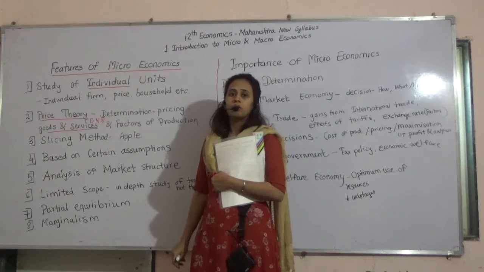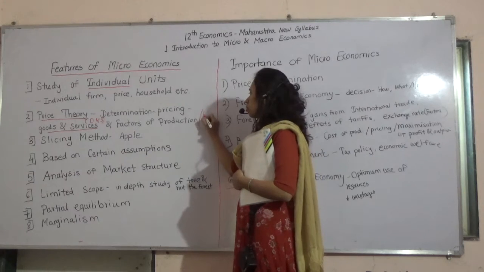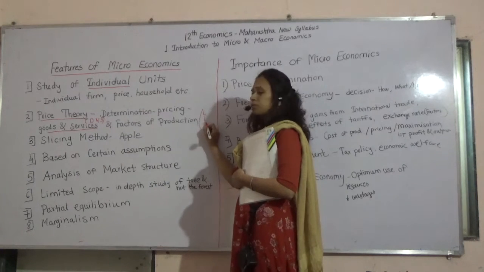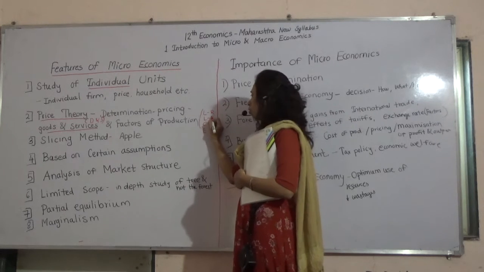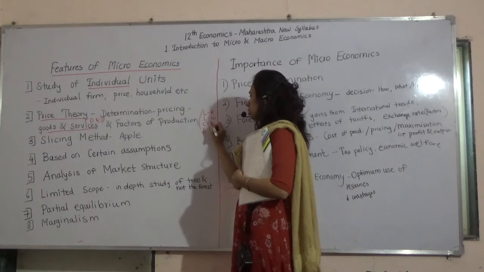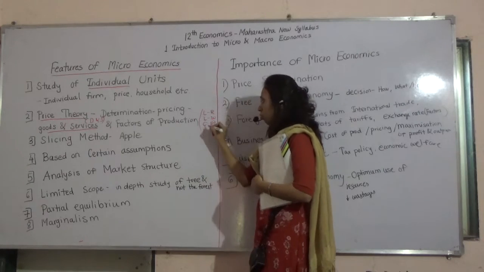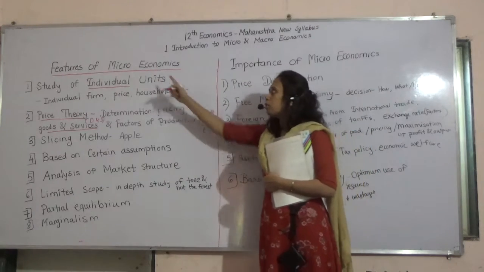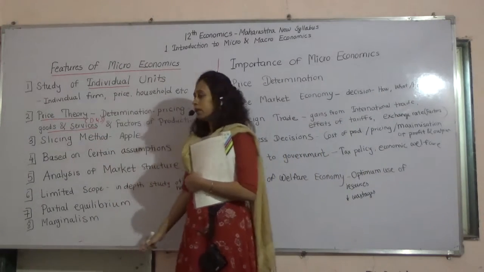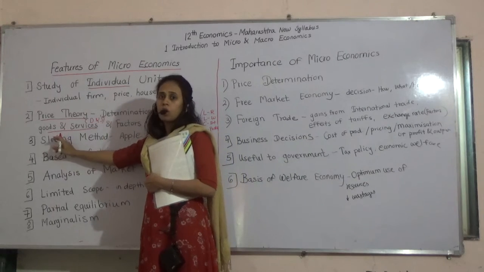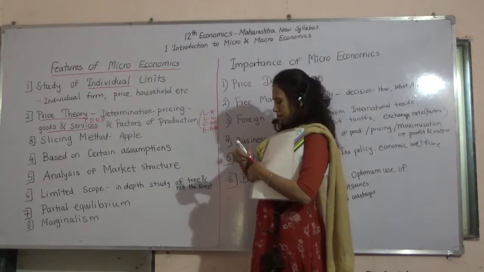Also it considers the pricing of factors of production. Students, do you remember the four factors of production? Land, labor, capital and entrepreneur. Land gets rent, labor gets wages, capital gets interest, and the entrepreneur gets profit. Whatever return they get, for that purpose we need to study microeconomics. That's why microeconomics is called price theory, because it deals with determination of pricing of goods and services and factors of production.